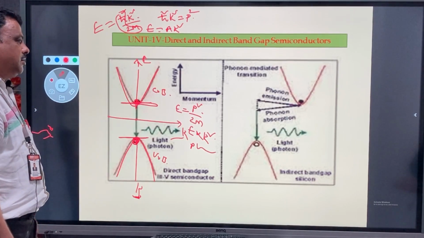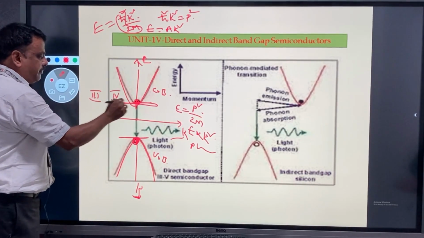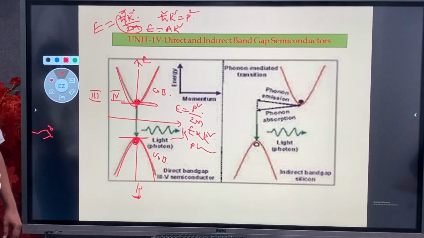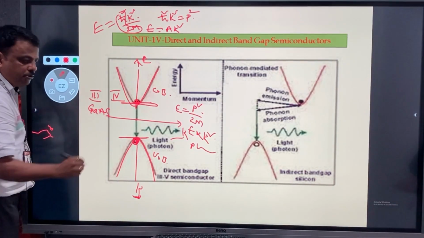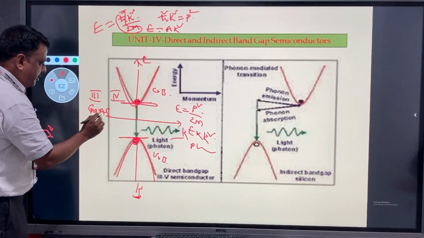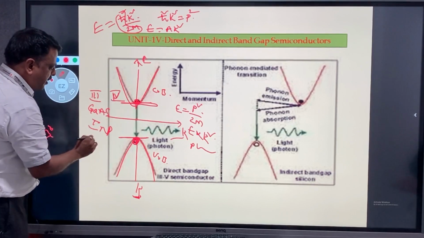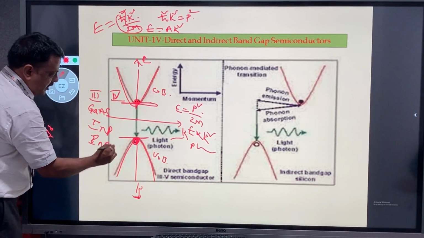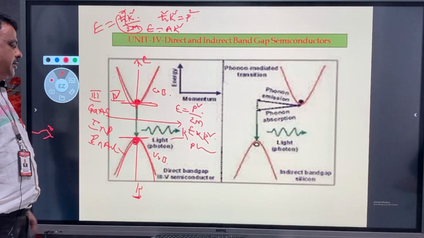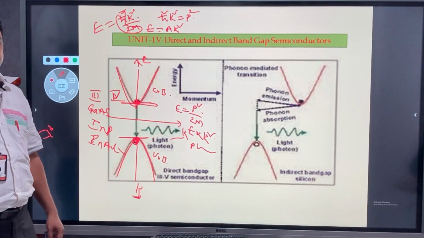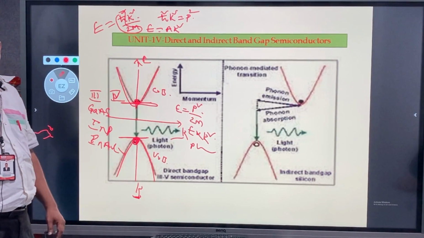Third and fifth group elements are considered direct band gap semiconductors. For example, gallium arsenide, where gallium is third group and arsenic is fifth group, indium phosphide, third and fifth group, and indium aluminum gallium arsenide act as direct band gap semiconductors. These direct band gap semiconductors are used for the fabrication of LEDs, laser diodes, photocells and solar cells.